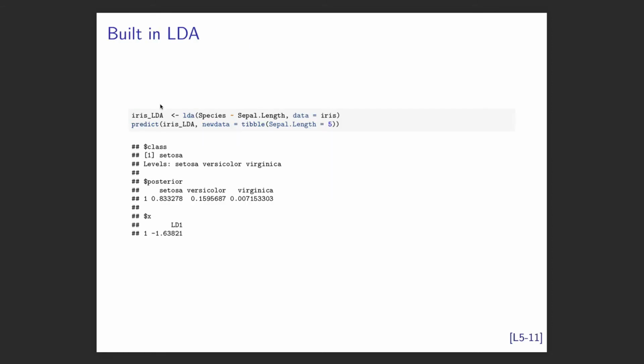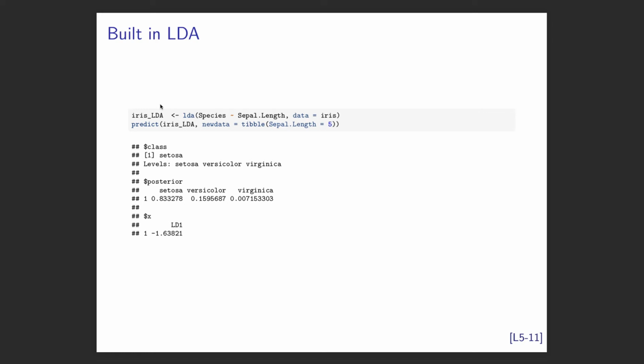So how do you actually do it in R? Because you're not going to implement it yourself. You just do that to get a sense of it. But there's actually an LDA built in, and it looks very similar to your standard linear models. You use the lda function. The thing to the left of the tilde is going to be your response variable, which in this case is what class you're in, so it's species. The thing to the right is going to be your predictor. We have a single predictor, the sepal length, and you tell it where the data is.